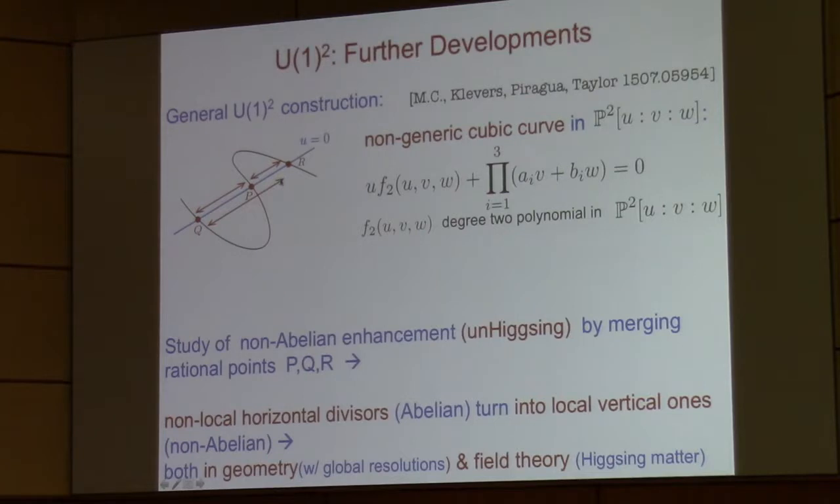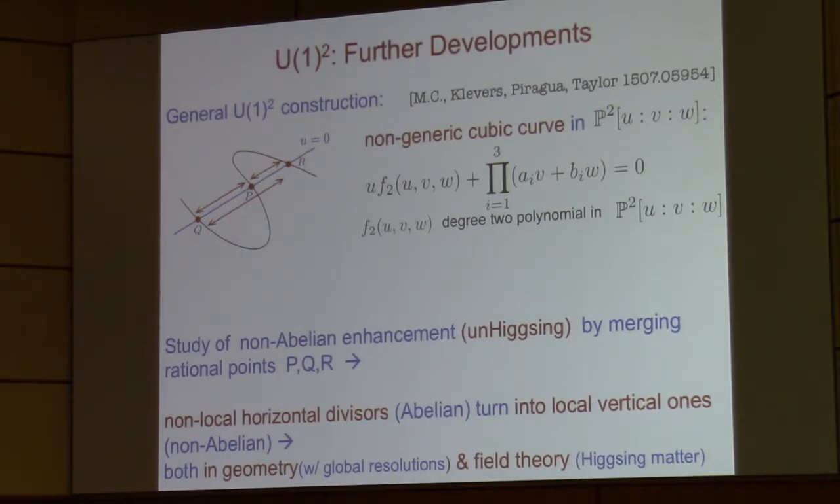In particular, these non-local horizontal divisors associated with the rational points that signify Abelian gauge symmetry turn now into local vertical divisors that signify Cartan generators of non-Abelian gauge symmetry. And we can study in a more general context how, in the moduli space of this U(1)^2 construction, we get at particular locations enhancements to non-Abelian gauge symmetry.